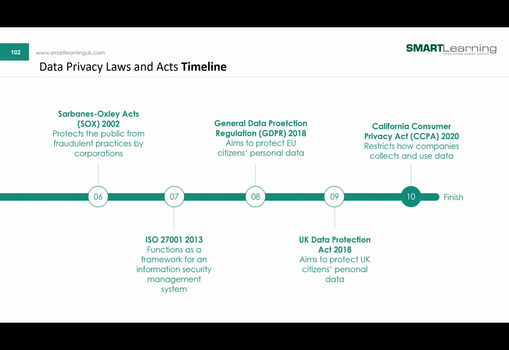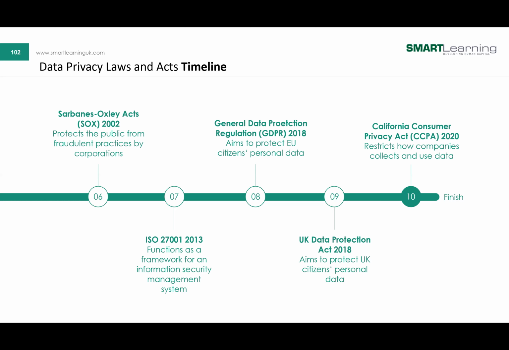Sarbanes-Oxley was a combination of laws and regulation, and it actually started with a couple of Republicans, but it became a bipartisan signed act that protects the public from fraudulent practices by corporations. Before you decide to become a corporation and take investments or do financial dealings with consumers, you must have a capital base that shows you're a serious business and will not just go bust after a new relationship. So it protects the public from fraudulent practices: all the checks that must be in place before corporations are allowed to interact with the public.